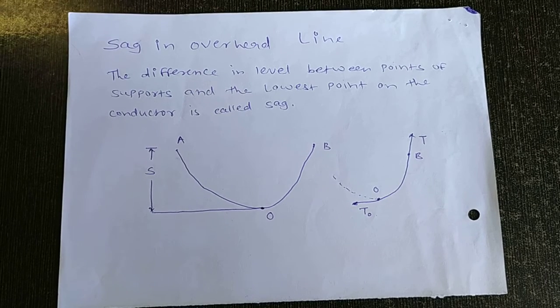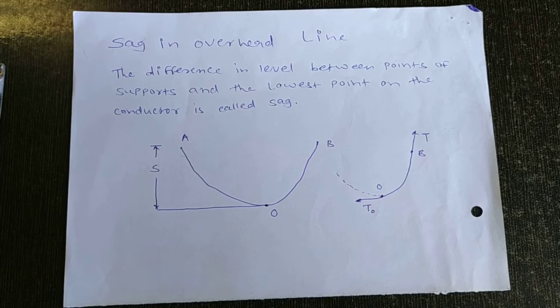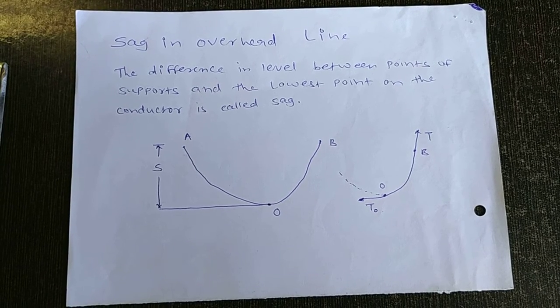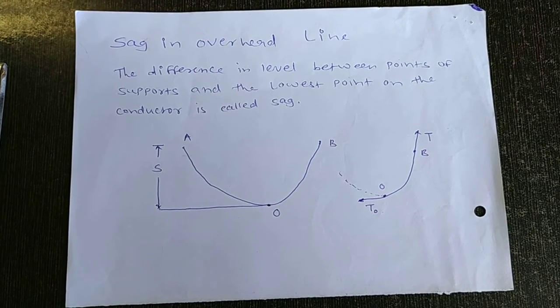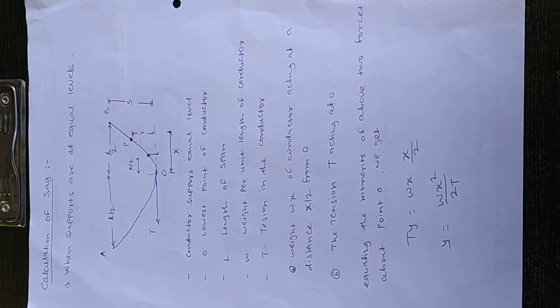We have to show the image, that is A and B. These are two supports to the transmission line. O is the lowest point of the conductor. So S is the sag of the conductor. Then we have to calculate the sag.